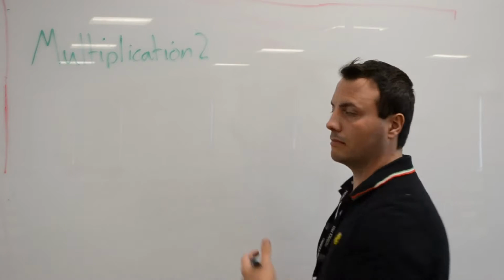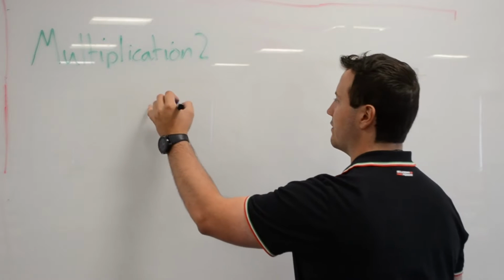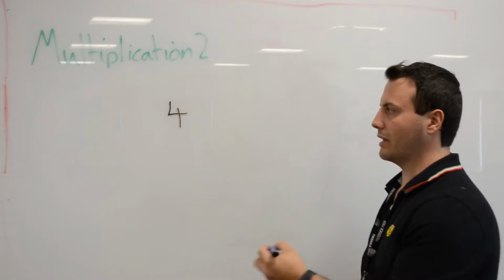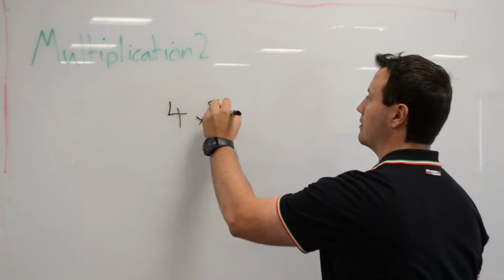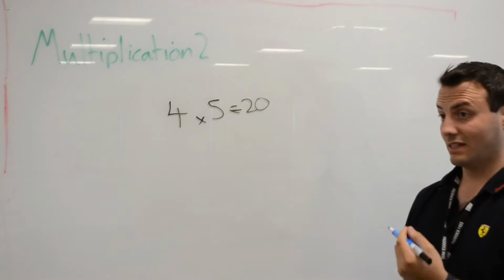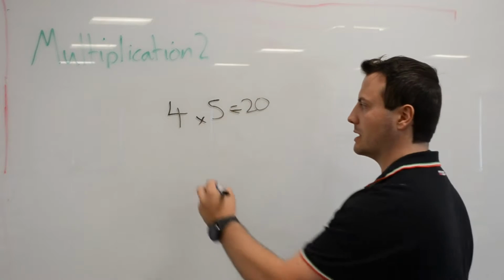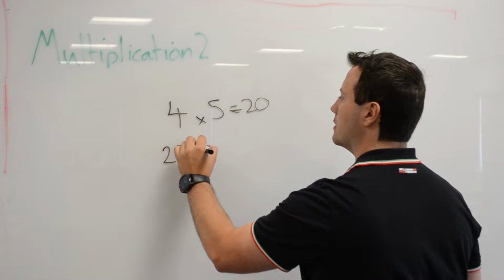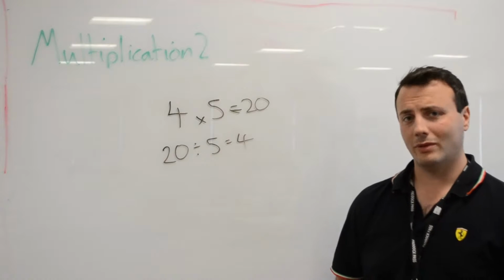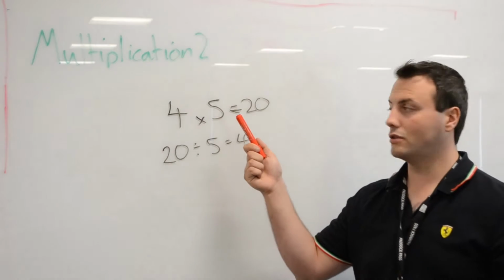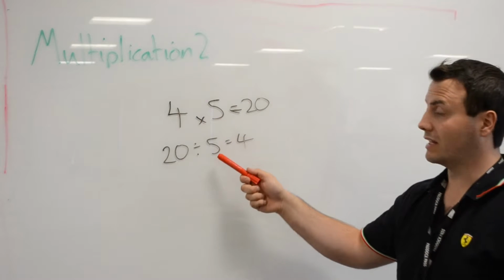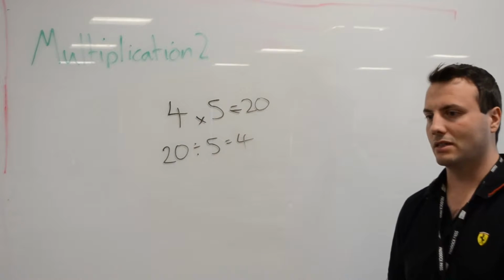Let's take any number, let's say 4. Now, if we multiply that by 5, it's going to give us 20. If we then divide 20 by 5, we're going to get back to where we started. 20 divided by 5 is 4. So what we can see is that if you do the opposite action to what you did, in this case, when we did times by 5, we then divided by 5, you're left exactly where you started.